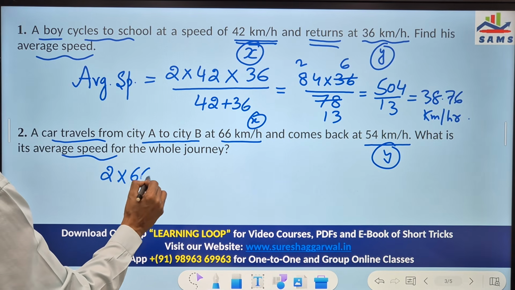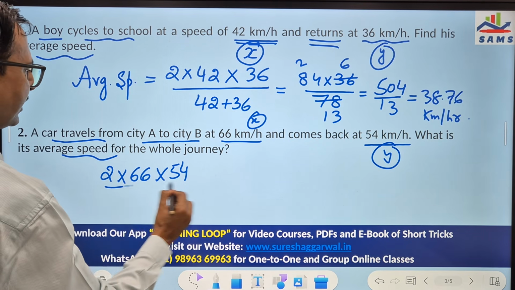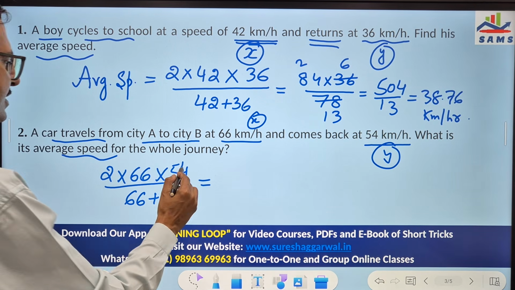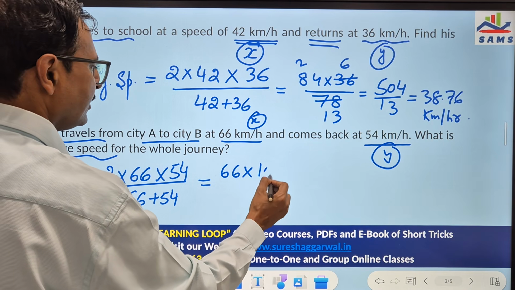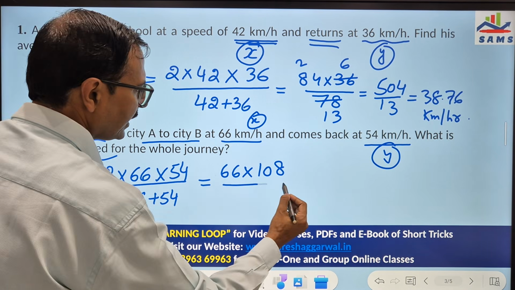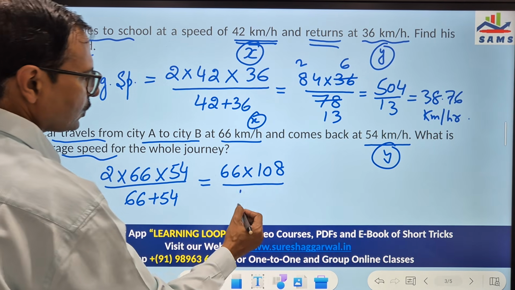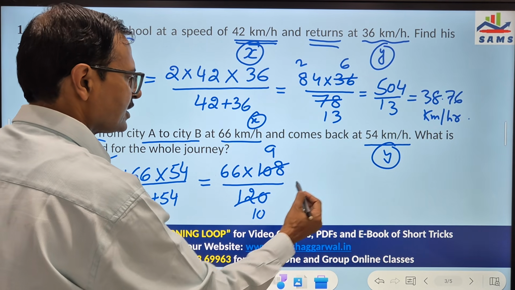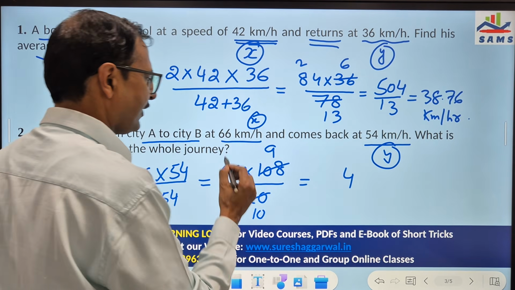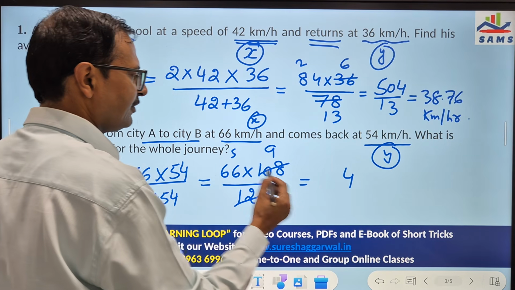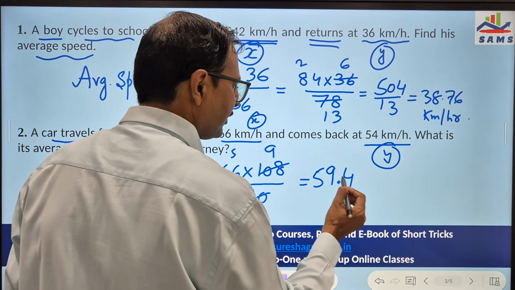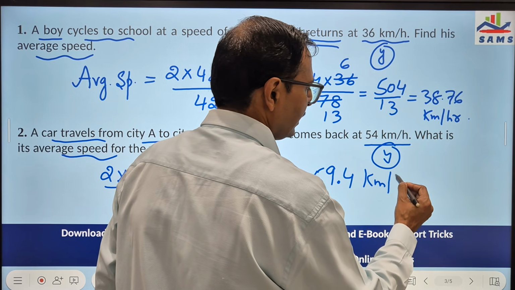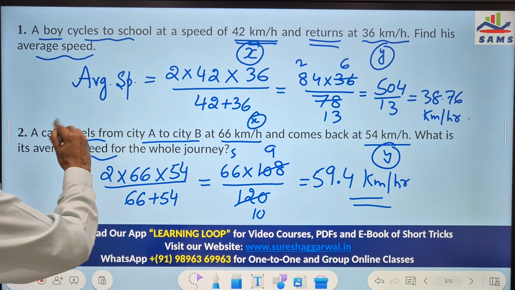2 times 66 times 54 divided by the sum of 66 and 54. So what does this become? This is 66 times 108, 2 times 54 is 108, and in the denominator 66 plus 54 is 120. Now I can see 12 9s are 108 and 12 10s are 120. So this becomes 9 6s are 54, 9 6s are 54 plus 5 is 59, and divide by 10 means 59.4 kilometer an hour is the average speed of that car.